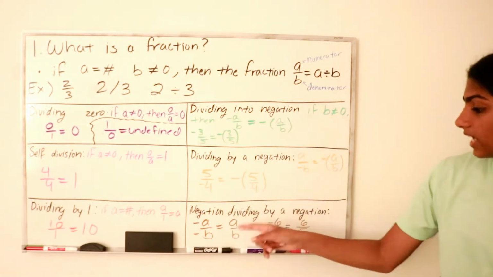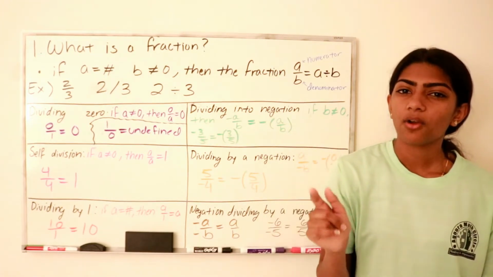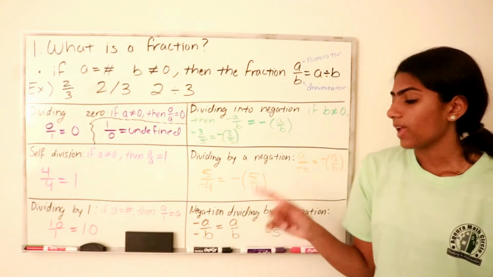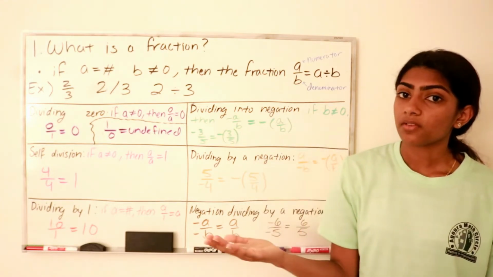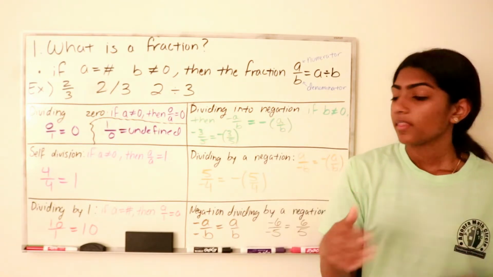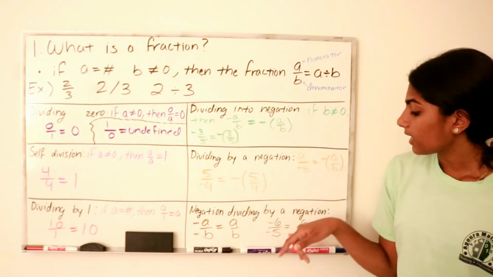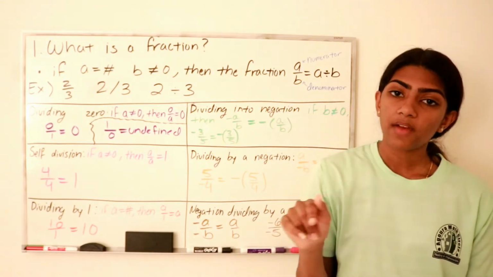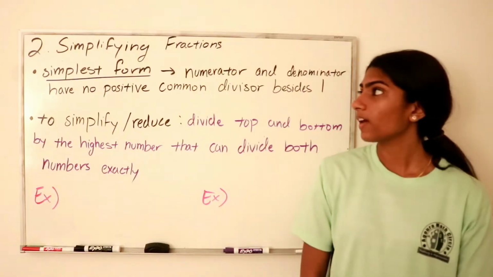So now, negation dividing by negation. So, negative a over negative b is going to equal a over b. So we can think about this like when a negative times a negative equals a positive number in multiplication. Well, when you divide a negative number by a negative number, the answer is a positive number. For example, negative 6 over negative 5 equals 6 over 5. So the negatives cancel out. Alright, so let's move on to simplifying fractions.